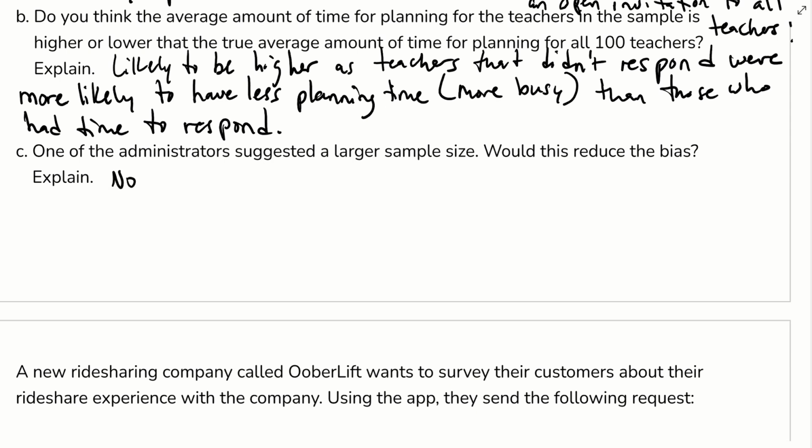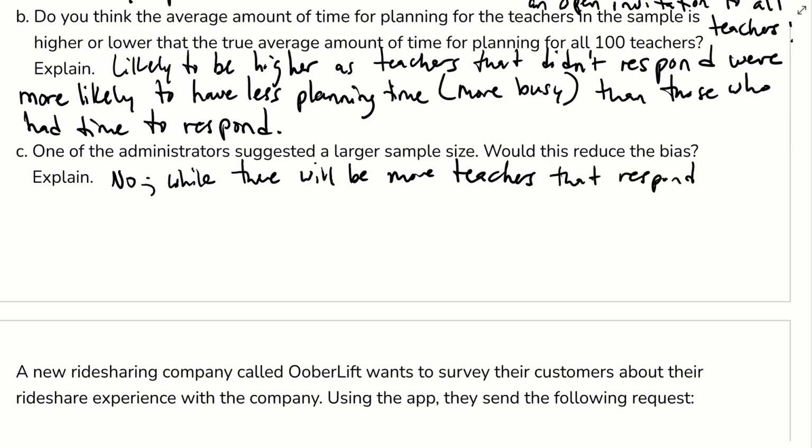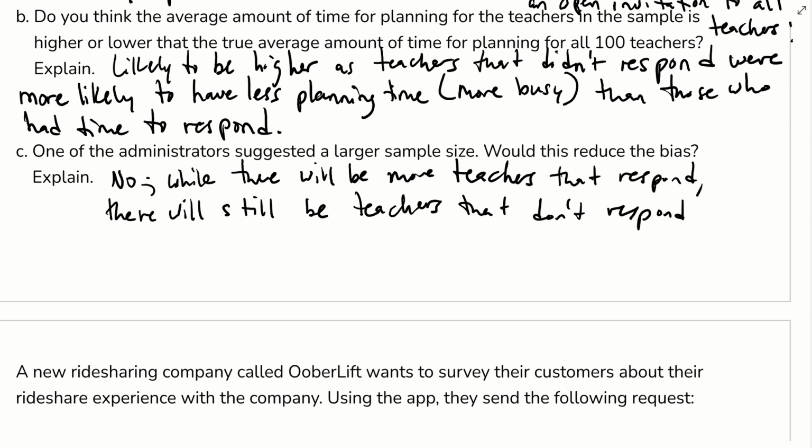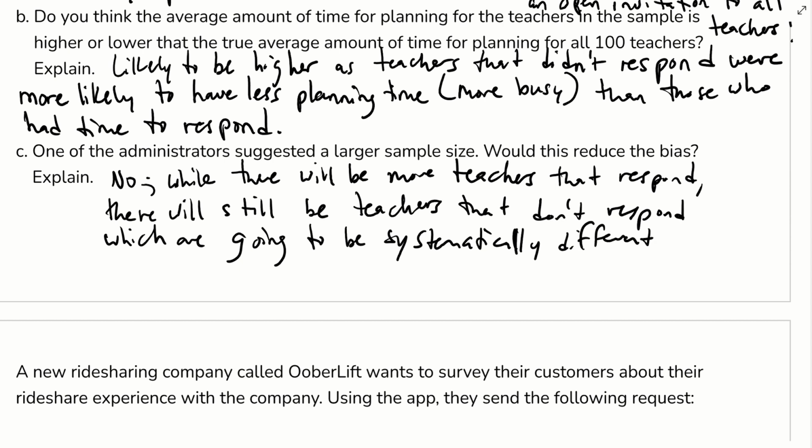So we're going to say no. While there will be more teachers that respond, there will still be teachers that don't respond, which are going to be systematically different in some way, right? Leading to the same bias, resulting in the same bias, right?